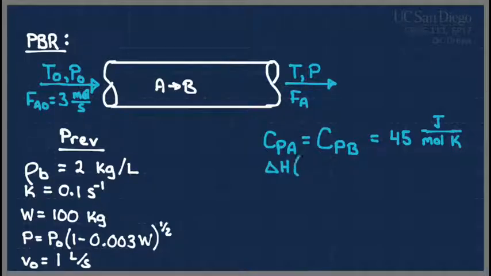The enthalpy, as given to us, is at 298 K. That's Kelvin K, not the other K. And this is exothermic, so it'll be minus 30 kilojoules per mole.